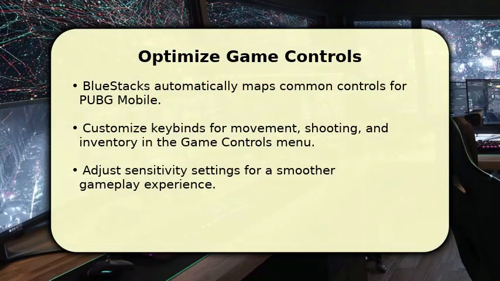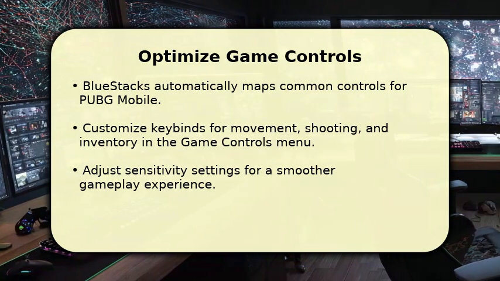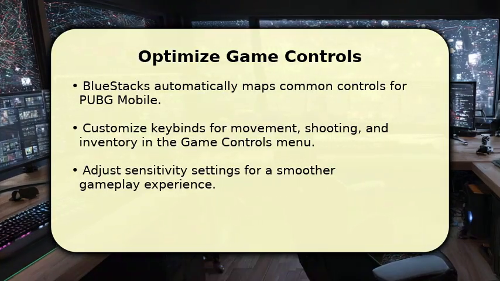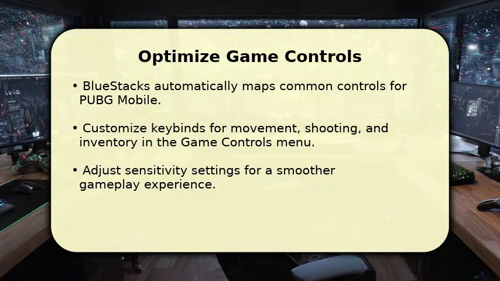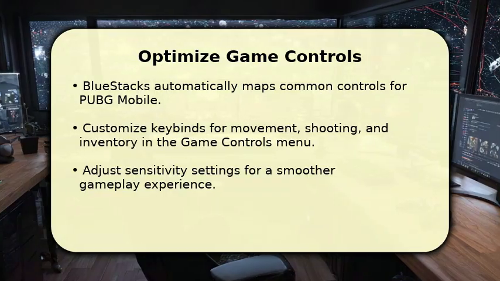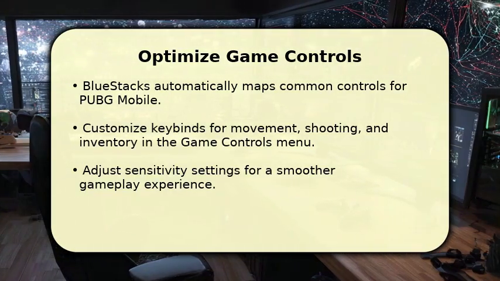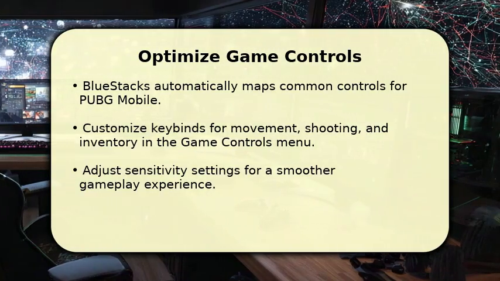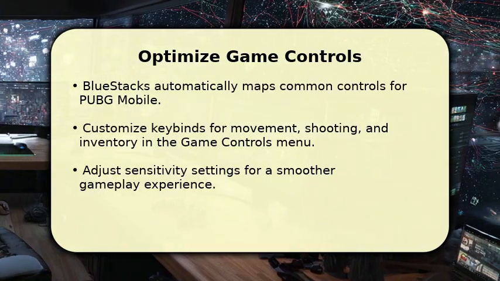BlueStacks offers robust game control mapping, often pre-configured for popular titles like PUBG Mobile. However, for optimal performance, you should customize these settings. Access the Game Controls menu, usually found on the right sidebar, to adjust keybinds for movement, shooting, and inventory. Experiment with different layouts to find what feels most natural for you. Additionally, fine-tune your mouse sensitivity to ensure precise aiming and quick reactions during intense firefights.